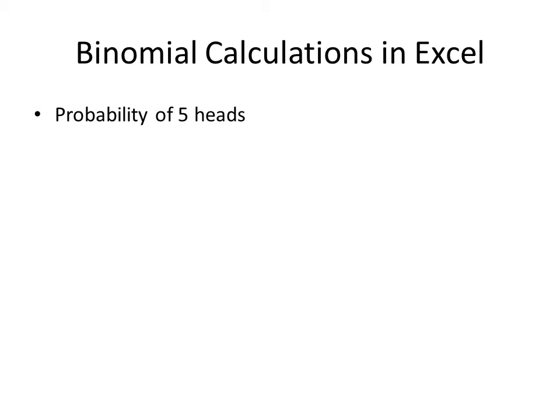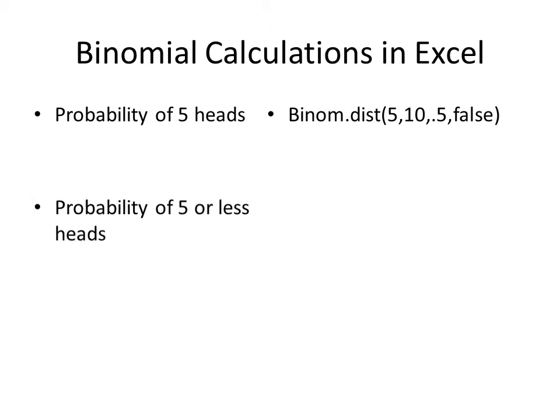So let's talk about how to do some calculations in Excel on this. Say you want the probability of 5 heads. This is a function you would use in Excel 2010, I believe. In earlier versions you don't have the dot. This represents the number of heads, the number of trials, probability of success, and whether you want it to be cumulative or not. And we don't want it cumulative in this one.